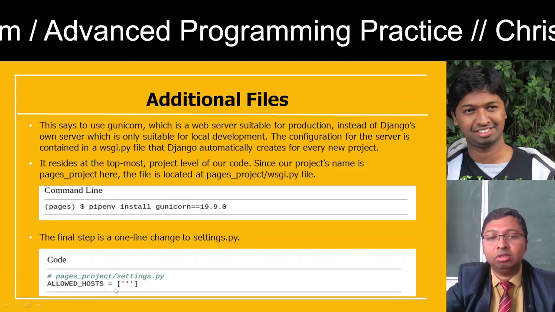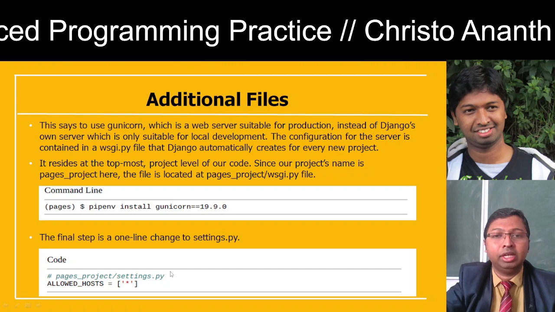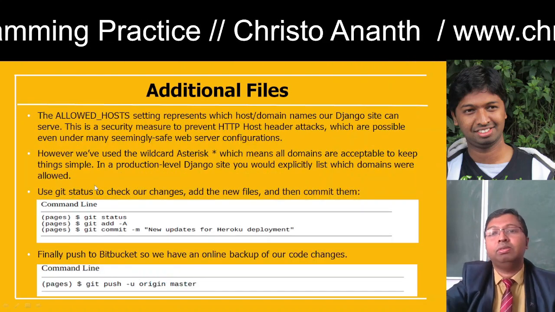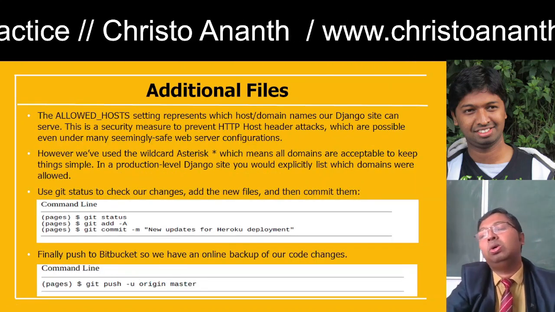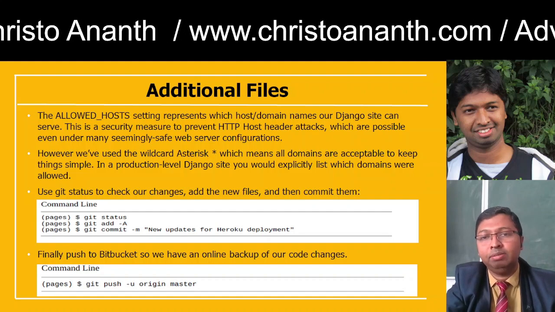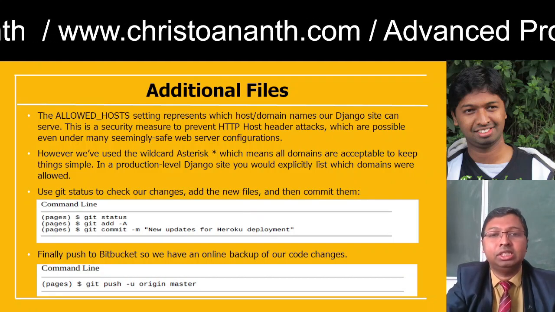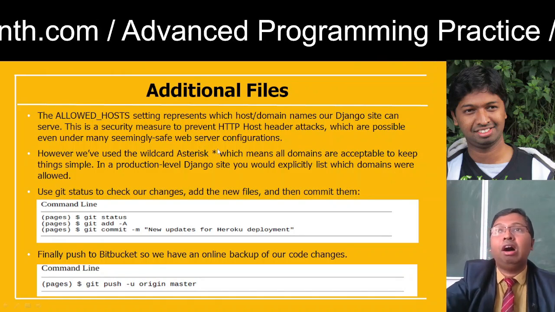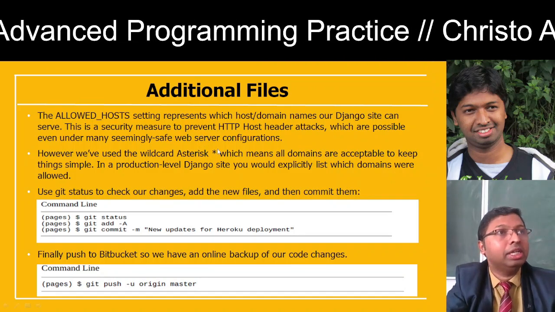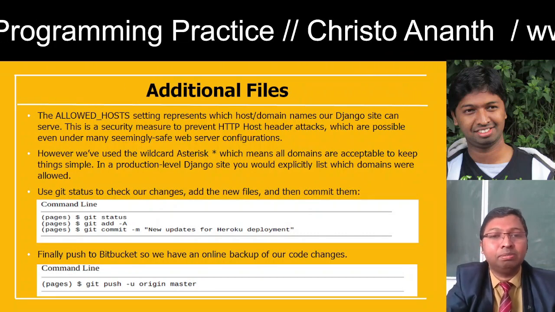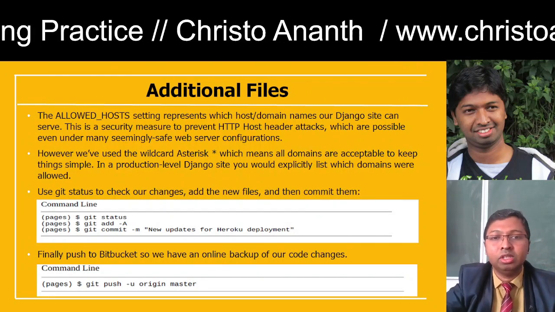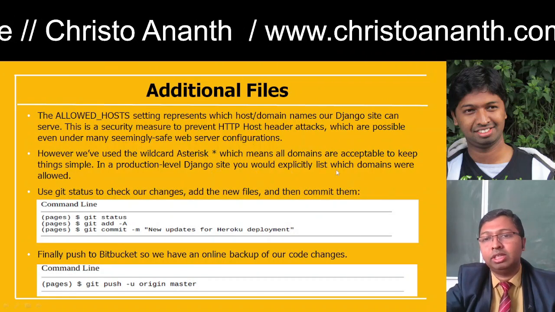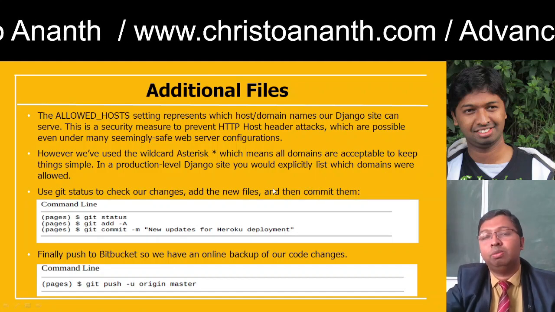So ALLOWED_HOSTS is equal to an asterisk. In ALLOWED_HOSTS you list the hosts or domain names, and the asterisk means that all domains are acceptable, keeping everything as simple as possible. At the production level in Django, we can list which domains are actually allowed.